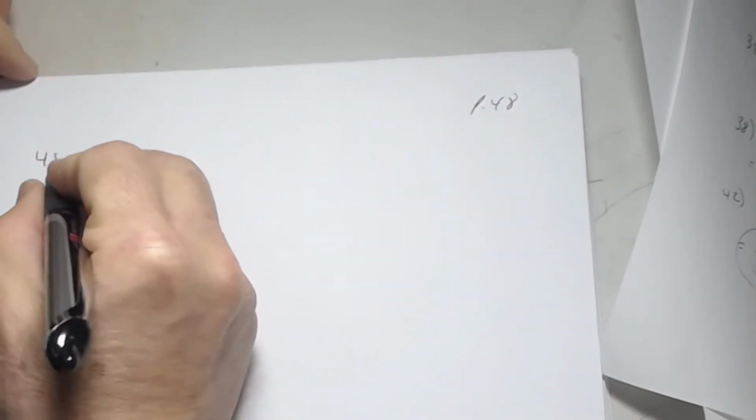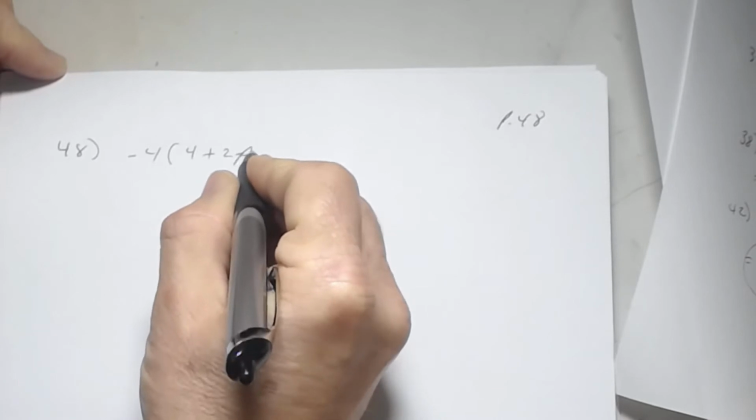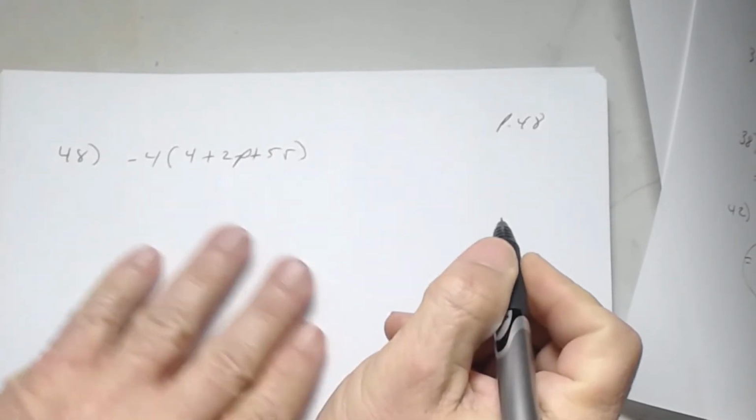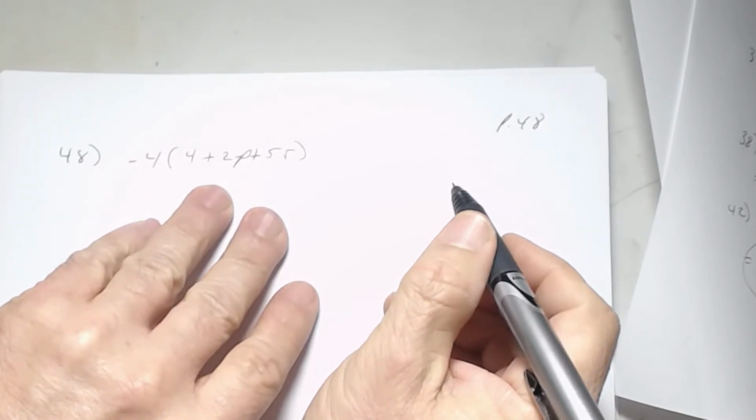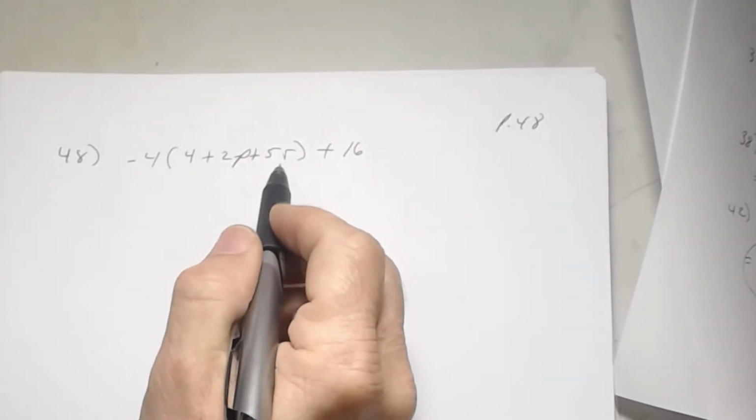All right, 48. You have this. It looks like this. All right, so how many things do you see inside that parentheses? 3. And then plus 16 over here. That's 5R. Yeah, it looks like a 5. That's 5R. That's 2P. P like Paul. 4 plus 2P plus 5R. So negative 4 times 4 plus 2P plus 5R.